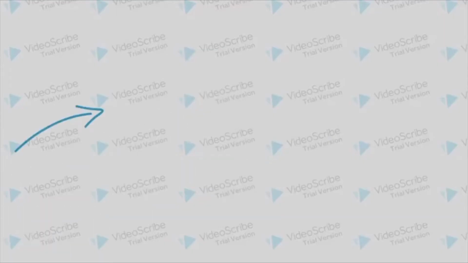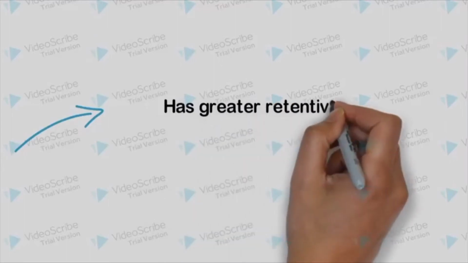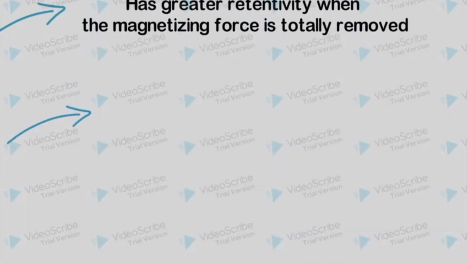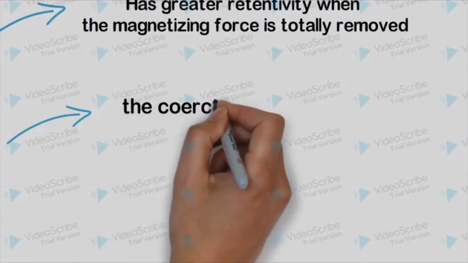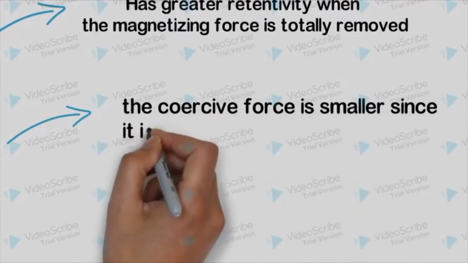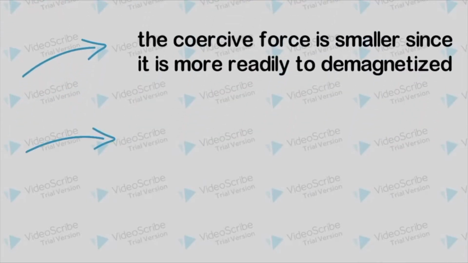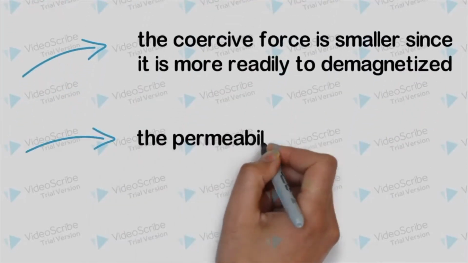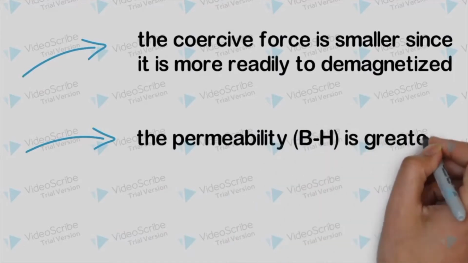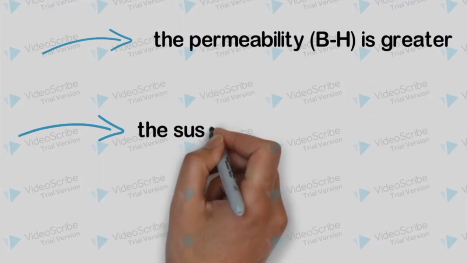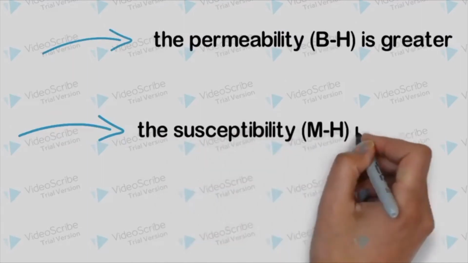For soft magnets, retentivity is greater when the magnetizing force is totally removed. The coercive force is smaller since it is more readily demagnetized. The permeability is greater, and the susceptibility is greater.